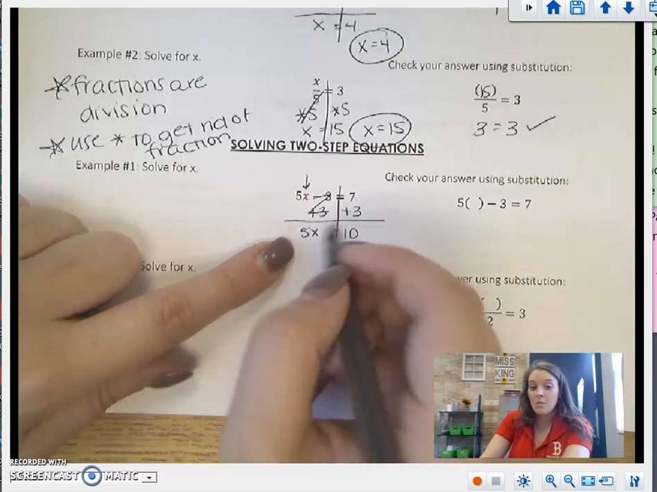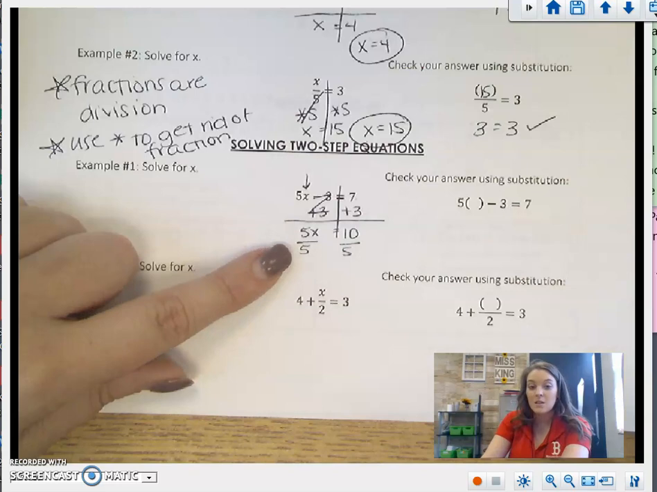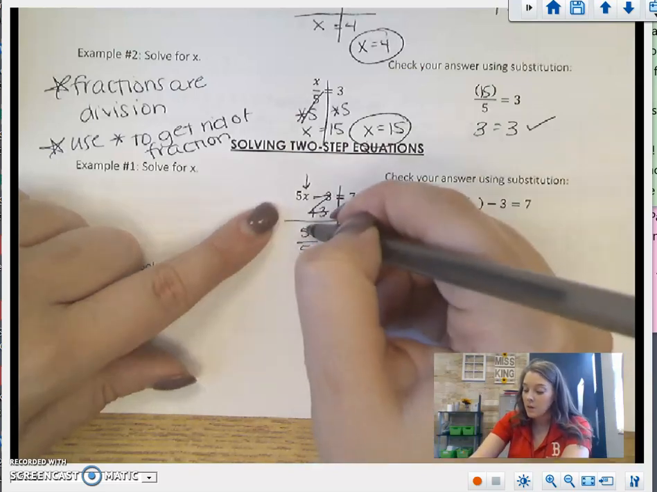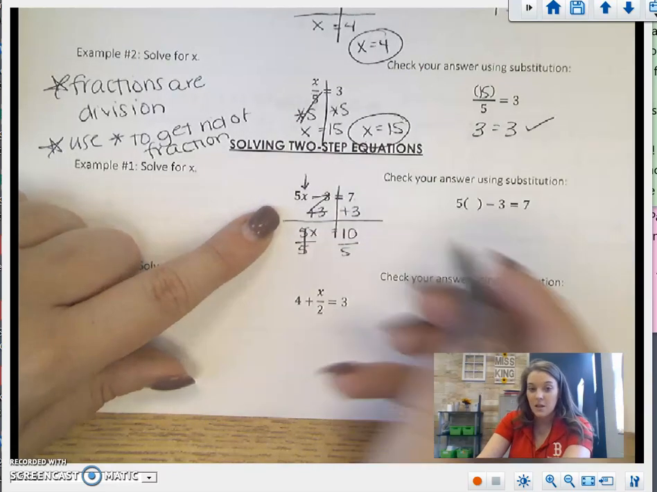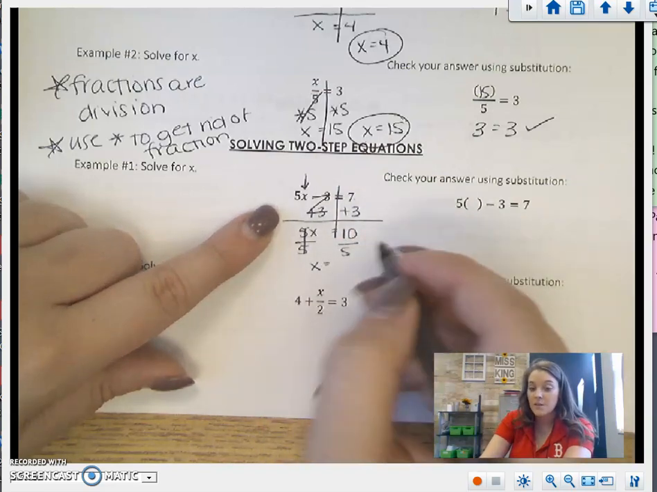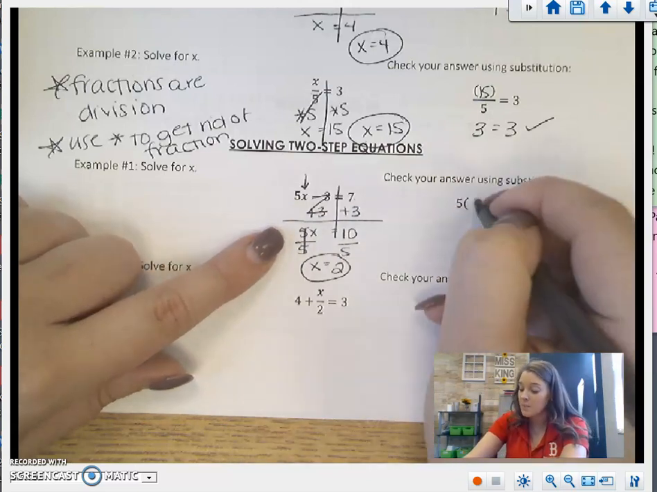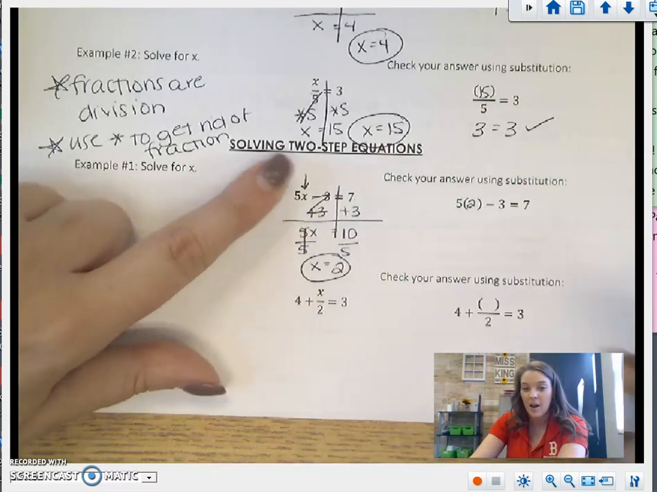To get rid of that multiplication, I am going to divide both sides by 5. That's the division property of equality. When I do that, those 5's cancel out. I'm left with x equals 10 divided by 5. 10 divided by 5 is 2. I can check my answer by plugging in 2 everywhere I had an x.